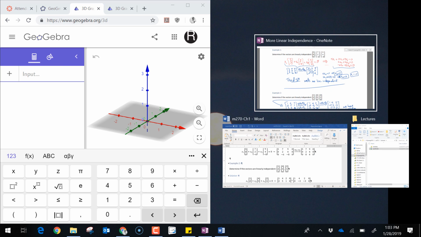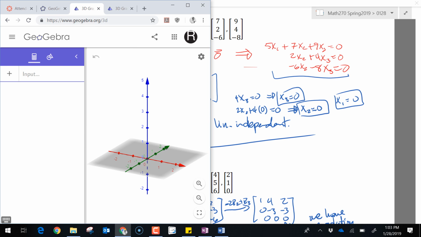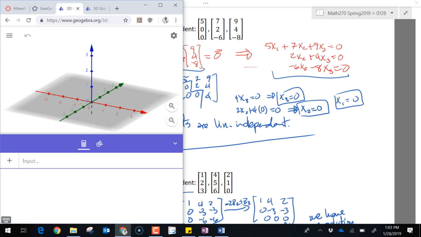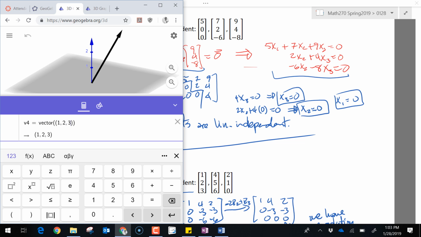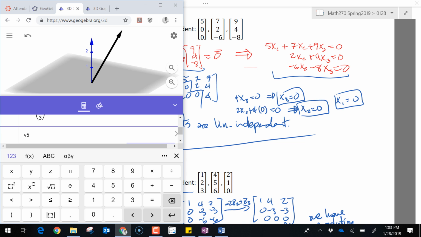So for these vectors now, let's call it V3, V4 equals a vector 1, 2, 3. V5 is the vector 4, 5, 6. And V6 equals the vector 2, 1, 0.